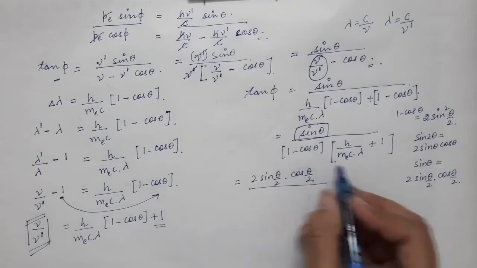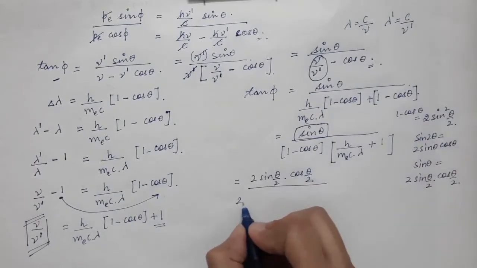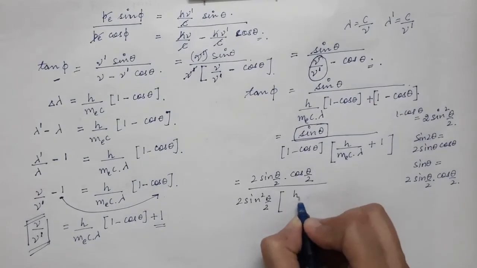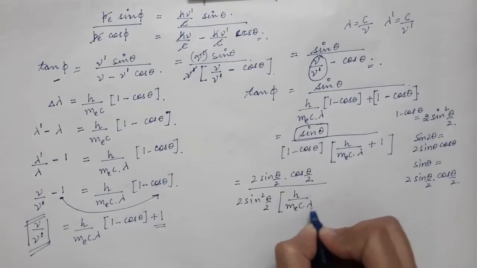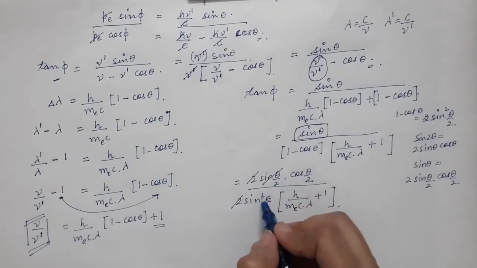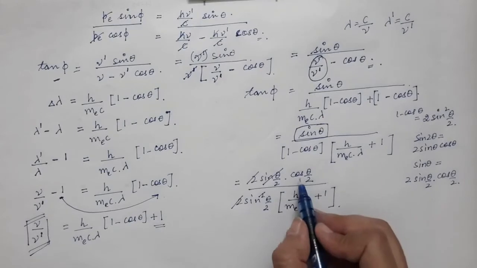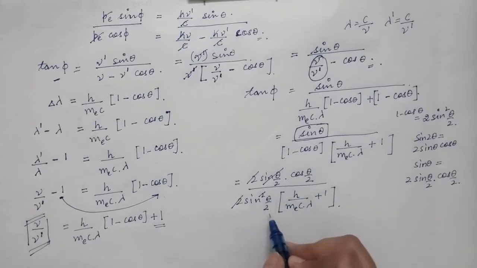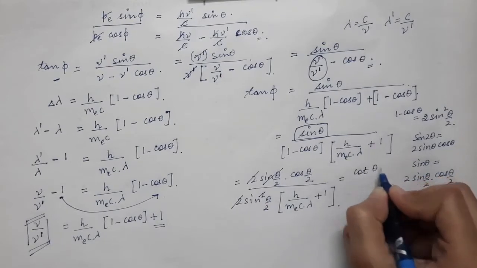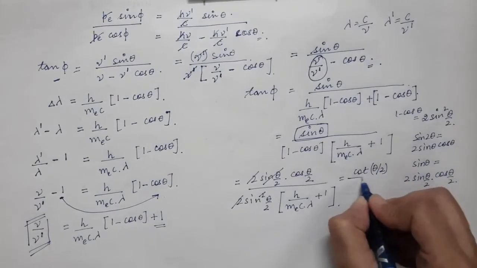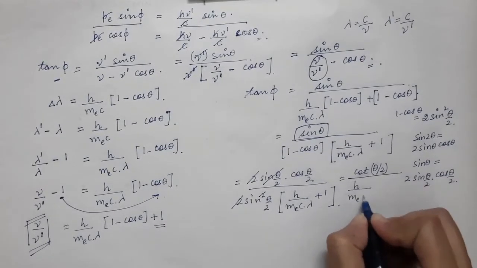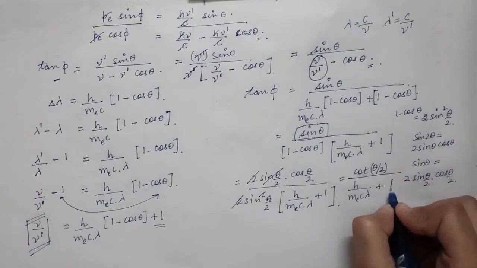divided by 1 minus cos theta, which is nothing but 2 sine square theta by 2, and times h by mec into lambda plus 1 as it is. So this will cancel with this one and this will cancel with this one. So you will have cos theta by 2 by sine theta by 2, and that is nothing but cot theta by 2. So you have cot of theta by 2 divided by h by mec lambda plus 1.